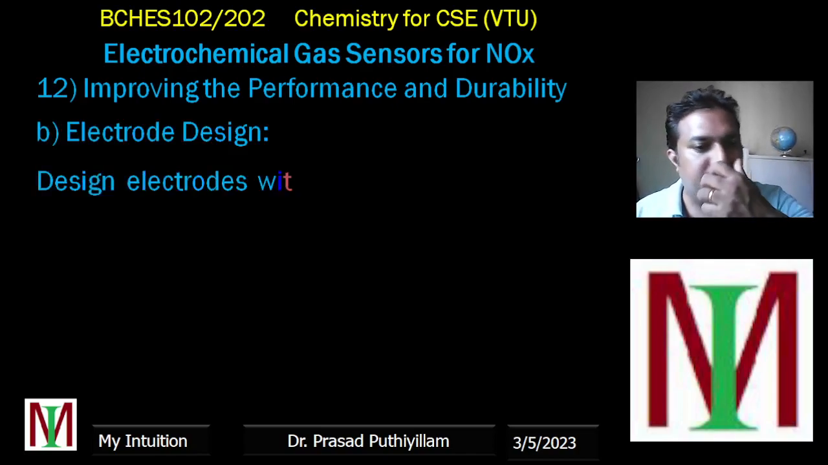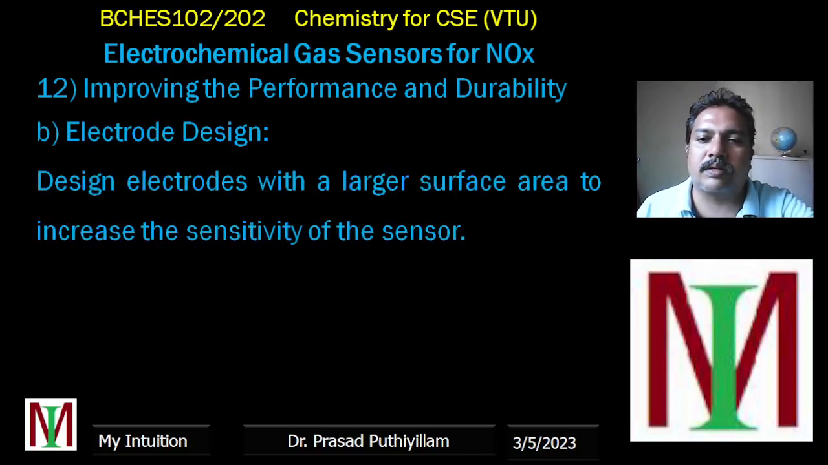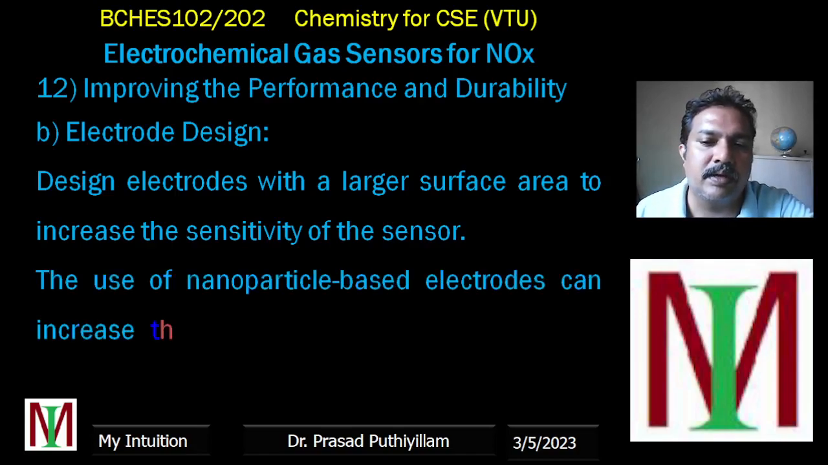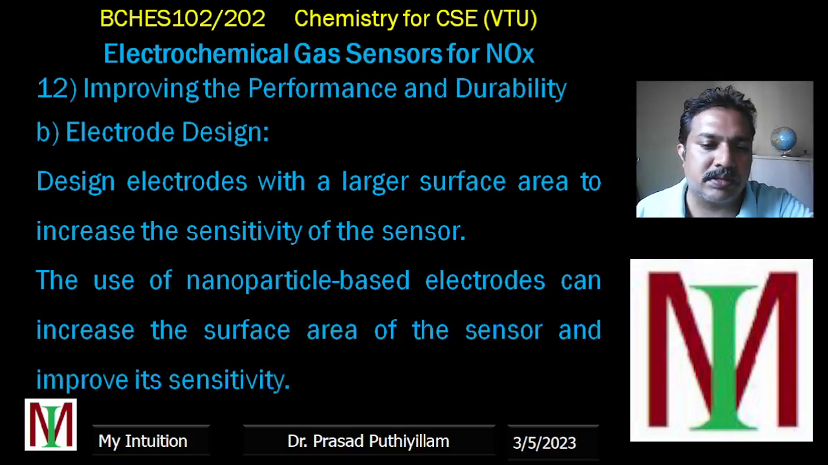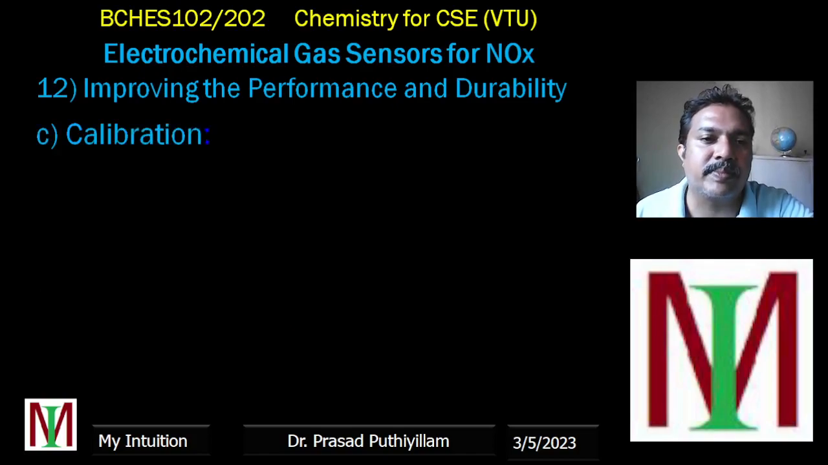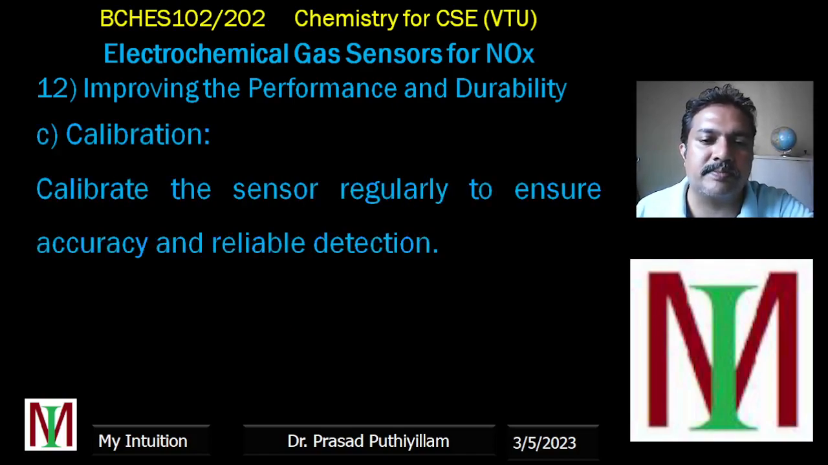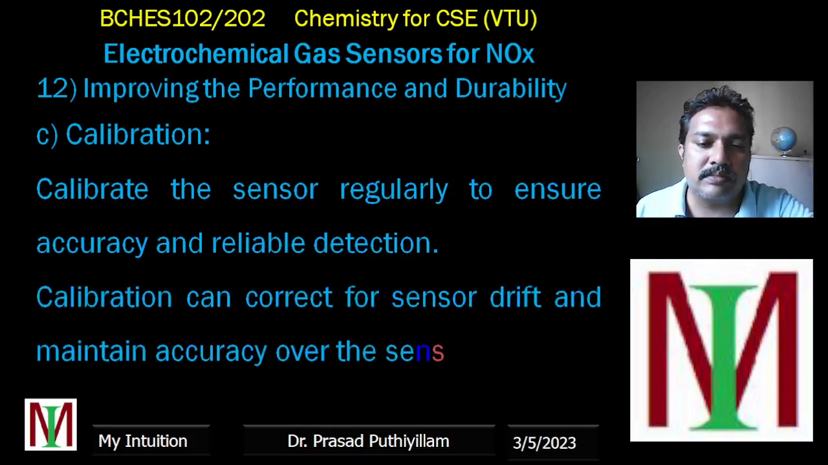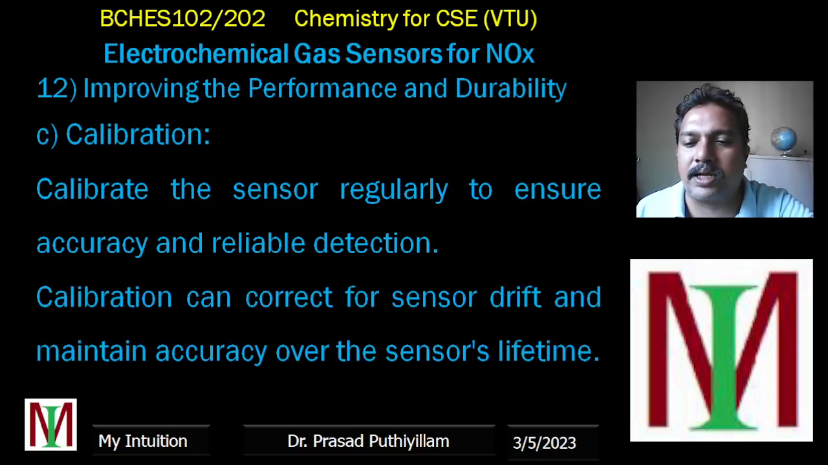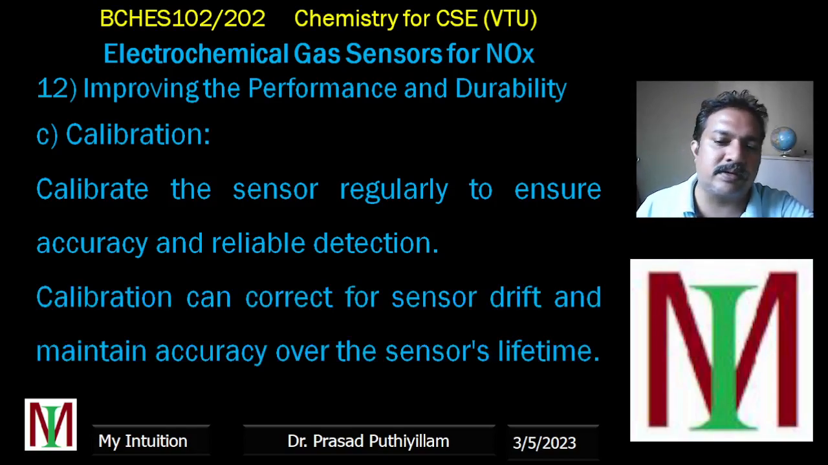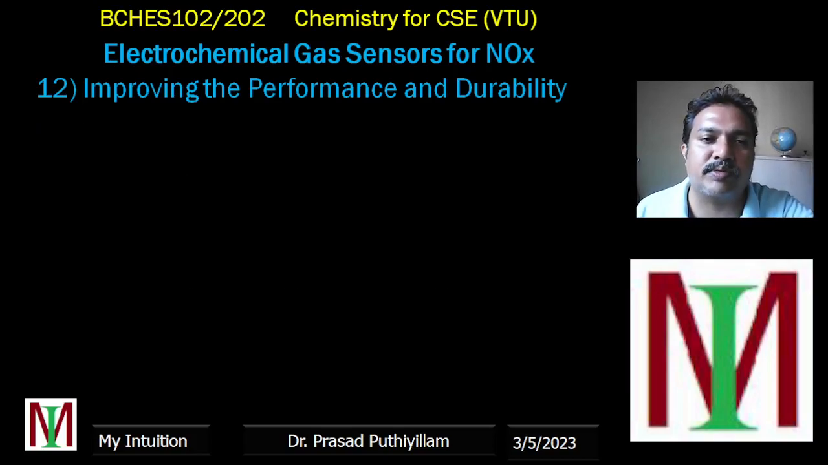Electrode design has to be proper, with a larger surface area so that sensitivity will be good. Nanoparticle based electrodes can increase the surface area, and sensitivity can be improved. Proper calibration is needed, regular calibration, to get accurate and reliable detection. Only calibration can correct any possible drift in the sensor and give more lifetime to the sensor.